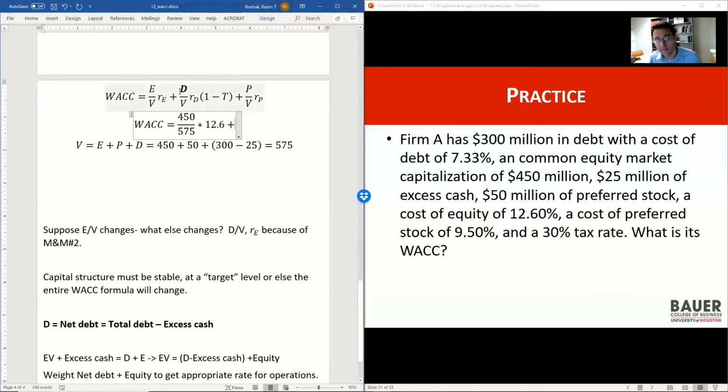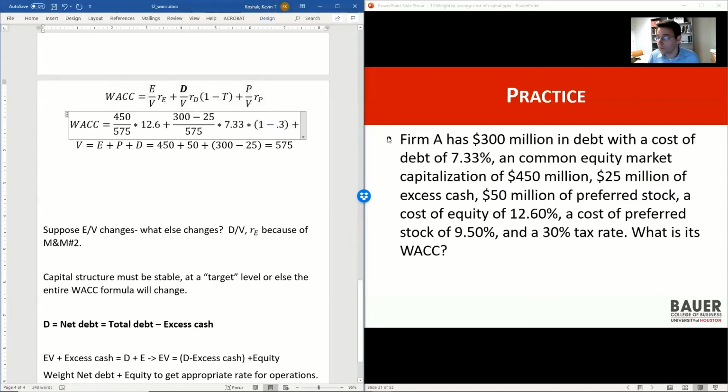How about debt? We're just moving left to right. We said that the debt is 300 minus 25. That's the total value of the debt minus the excess cash. The total value of the company is still 575. We multiply this by the cost of debt, which is given at 7.3%. And we multiply that by 1 minus the tax rate, which is given at 30%.